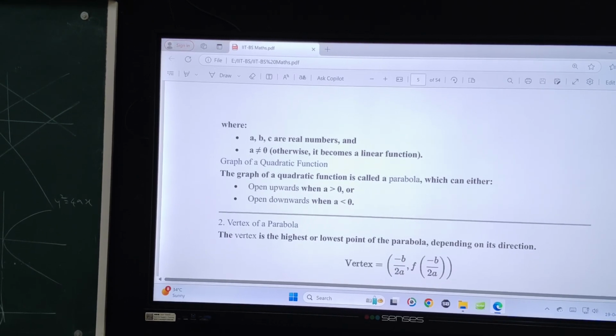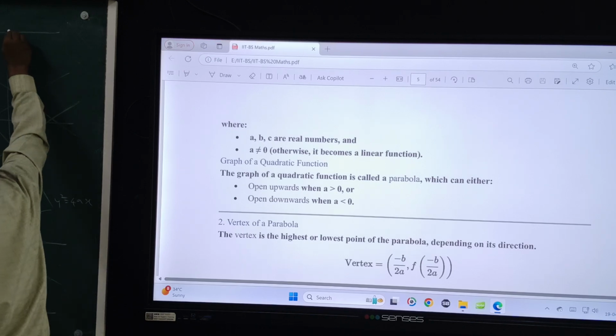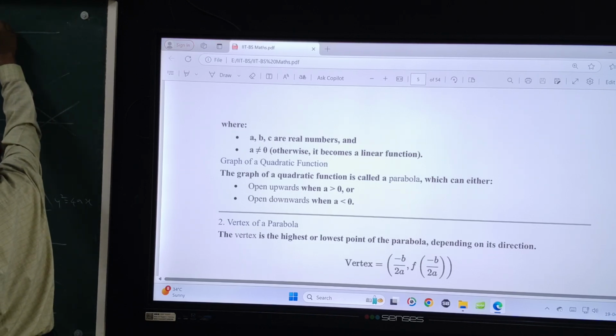Bx plus c means what line? Can you tell me? Is it parallel to the x-axis, parallel to the y-axis, or will it intersect both axes? Can you understand my question? Suppose a is 0, then bx plus c equal to 0, correct? Is it a line parallel to the y-axis, parallel to the x-axis, or will it cross both axes? Because x is equal to minus c by b.